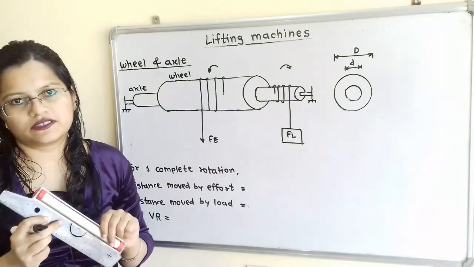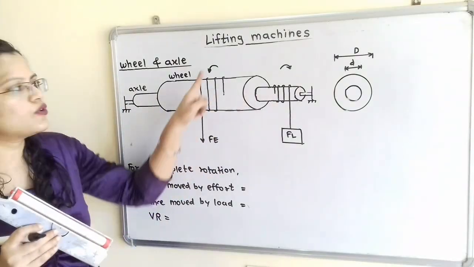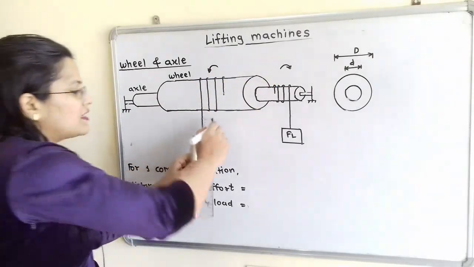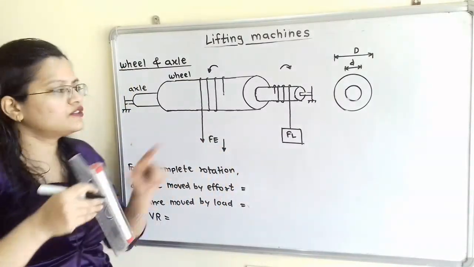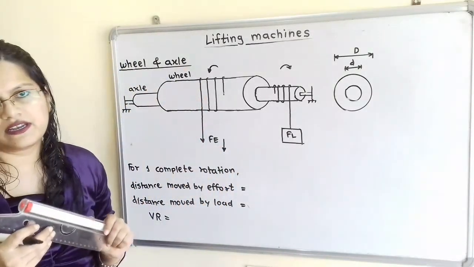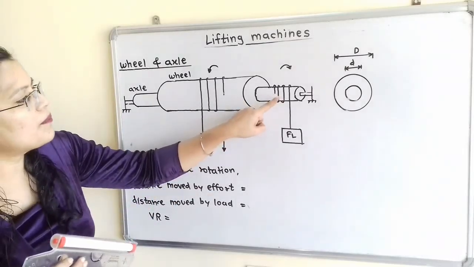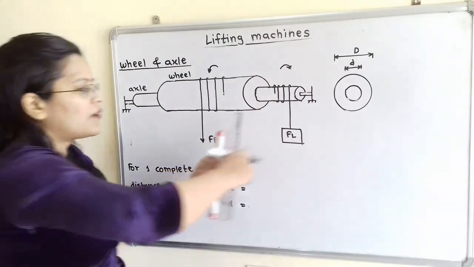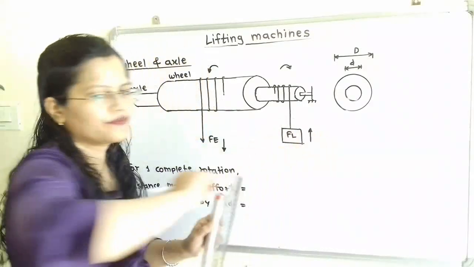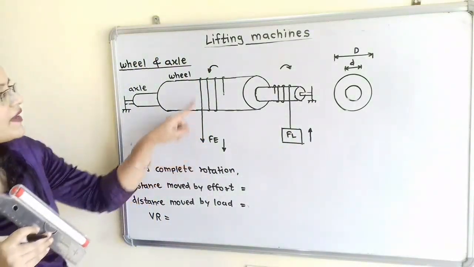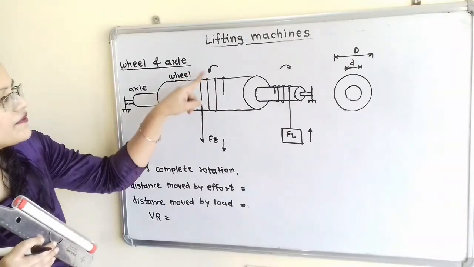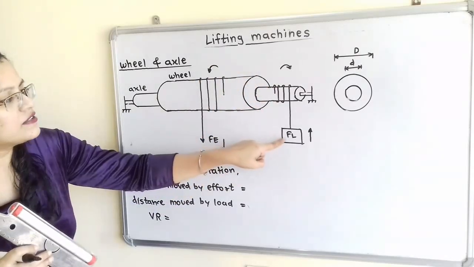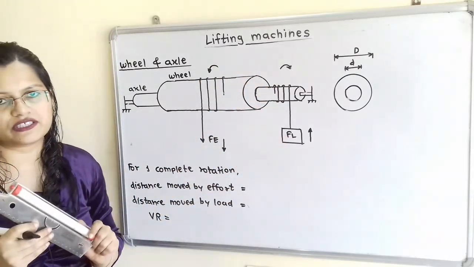How this system works? Now both the ropes are wound in the opposite direction. Now when we apply effort Fe in the downward direction, then this rope will unwound around the wheel. And at the same time this rope will wound around the axle and this load Fl will move in the upward direction. Now in the same way, when we wound the rope around the wheel, then at the same time this rope around the axle will unwound and this load Fl will move in the downward direction.